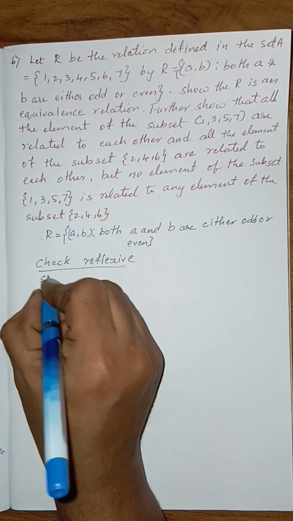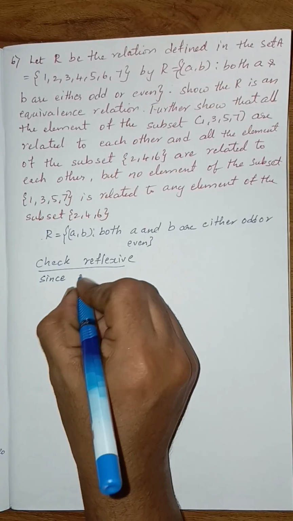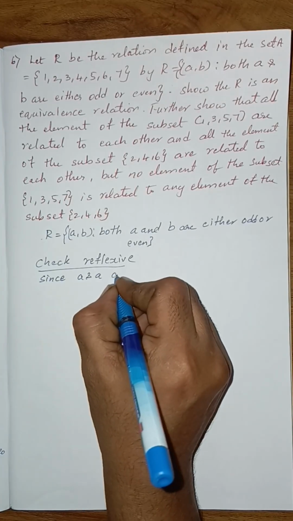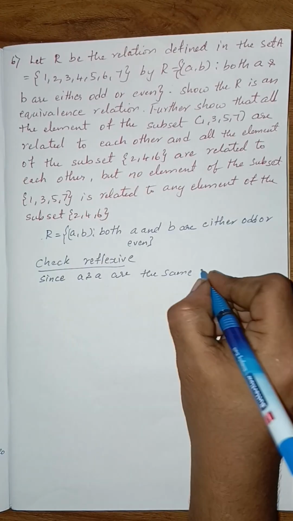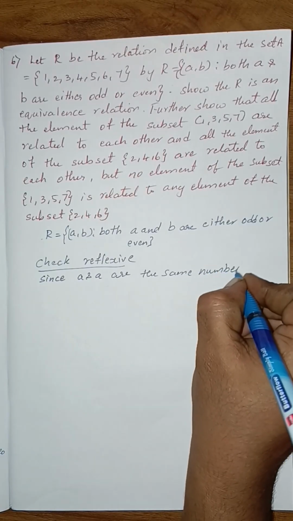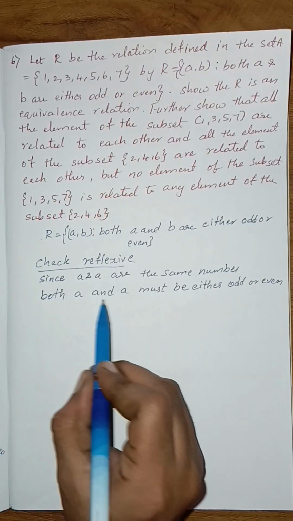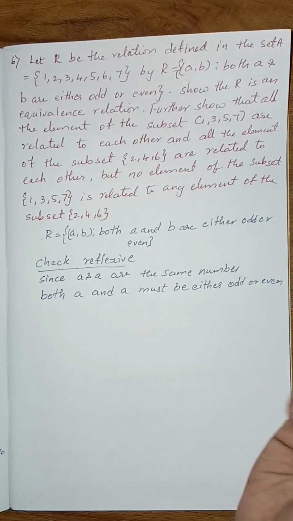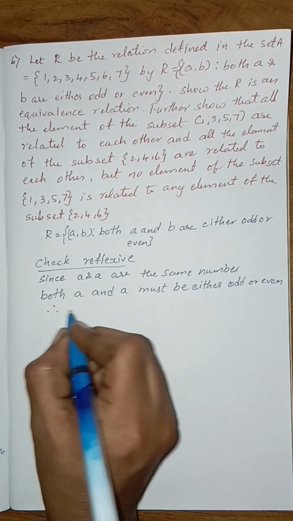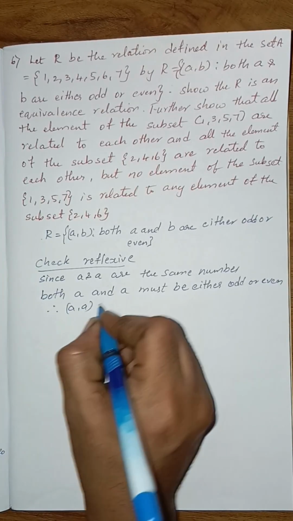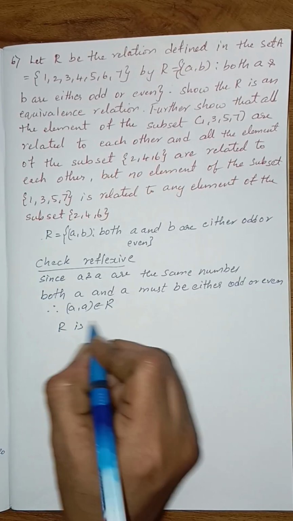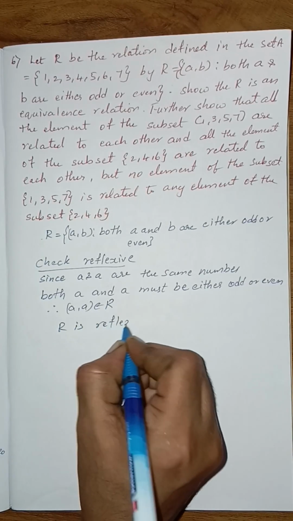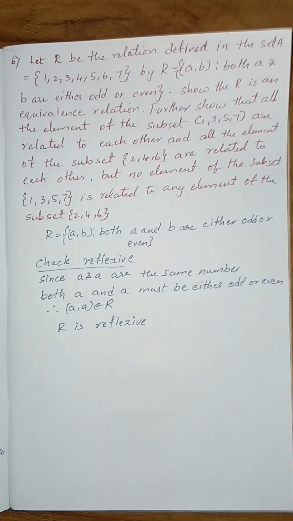Since we know a and a are the same number, both a and a must be either both even or both odd. So therefore (a, a) will always belong to R. So R is reflexive. So it is proved that R is reflexive.